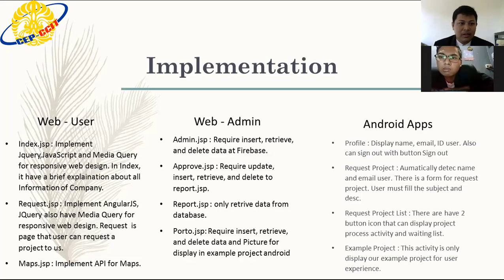Adib. Okay, the last is the Android application. First of all, we have a profile activity. It can display name, email, and user ID, and can also sign out with the sign out button. The next is request project. It automatically detects the user's name and email. There is a form for requesting a project, and the user must fill in the subject and description. In the request project list, there are two icon buttons that can display the project process activity and the waiting list activity. And the last is example project. This activity only displays our example project for user experience.